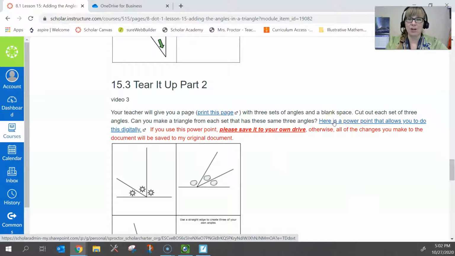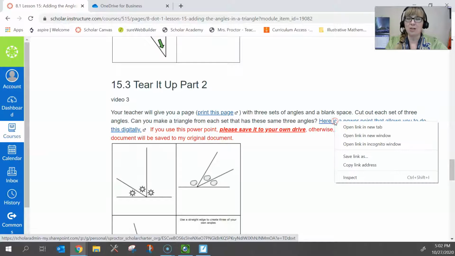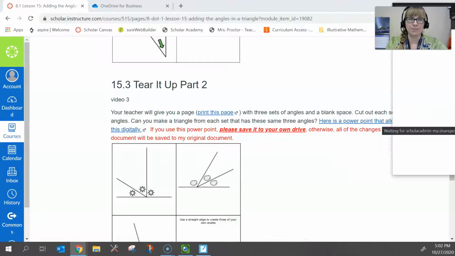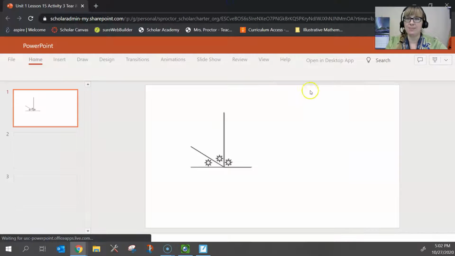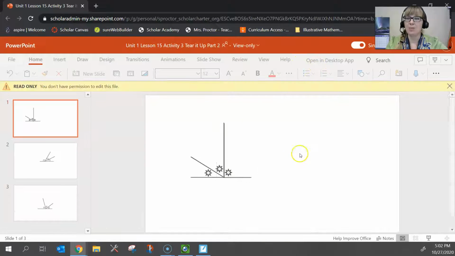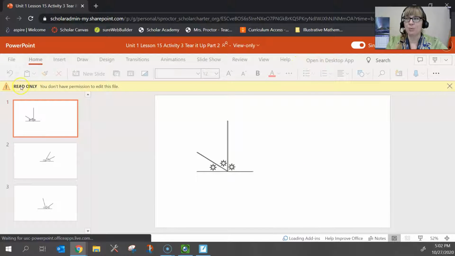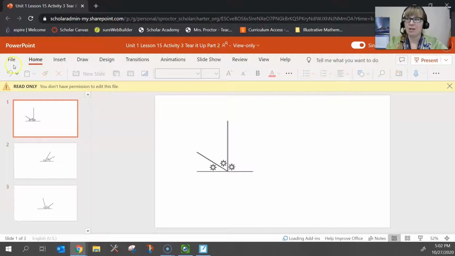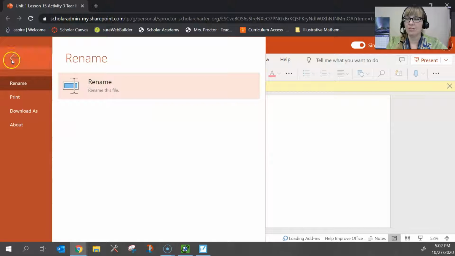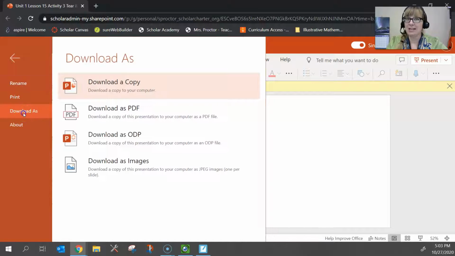Same as before, if you're using this digital version, when you click on this, and again, I'm going to click on it incognito so that it doesn't know that I'm already logged in, you will just click on it, and it will pull up the PowerPoint. But again, it reminds you that it is read-only. So you have to go to File, Download As, that way you're downloading it to your own device.